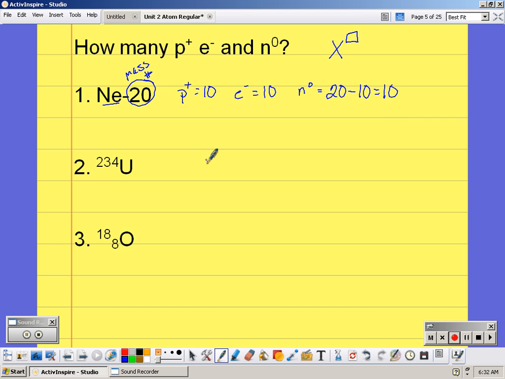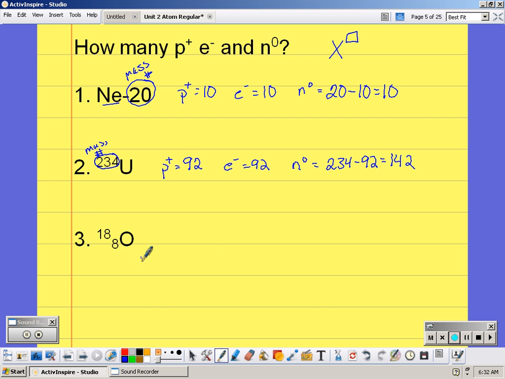Up here in the upper left-hand corner is my mass number. There's nothing in the upper right-hand corner, so there's no charge. So it's neutral. Uranium is number 92 on the periodic table, so we have 92 protons. Because it's neutral, we also have 92 electrons. To figure out our number of neutrons, we take our mass number, 234, minus our protons, and we would have 142.